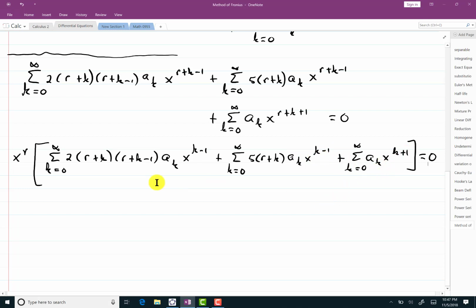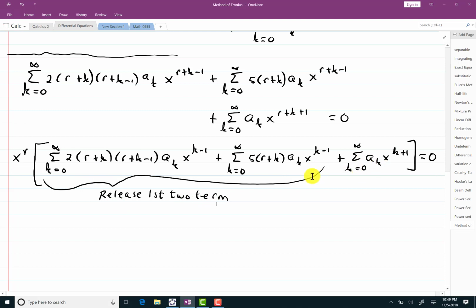Now I'm going to deal with the stuff here where I have k minus 1 versus k plus 1 and things of that nature. If you'll notice, this starts at x to the negative 1, this starts at x to the negative 1, and then this starts at x to the 1. I do want these series to catch up to this series, which starts at x to the 1. So I am going to release the first 2 terms from these series. That way, all my series will start at x to the 1 power, and then I'll do reindexing from there.